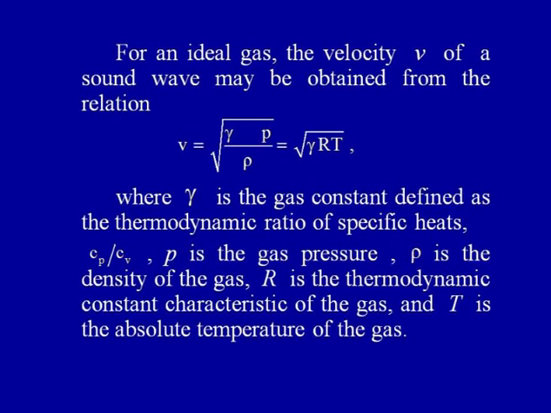One thing should be noted: at a constant temperature, the velocity is not affected by changes in pressure. The reason is pressure and density change in the same way. Actually, pressure and density are proportional to each other at a constant temperature. This is the well known Boyle's law.